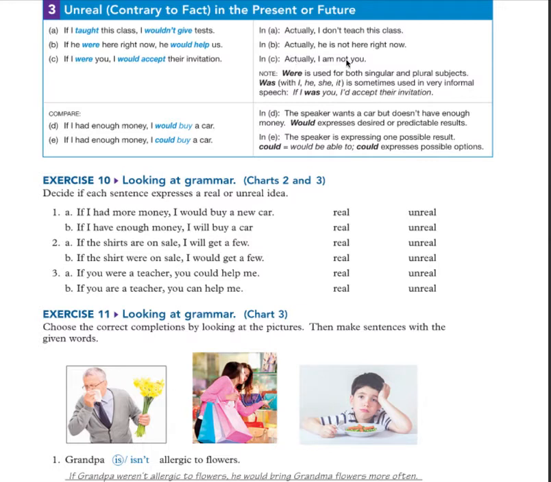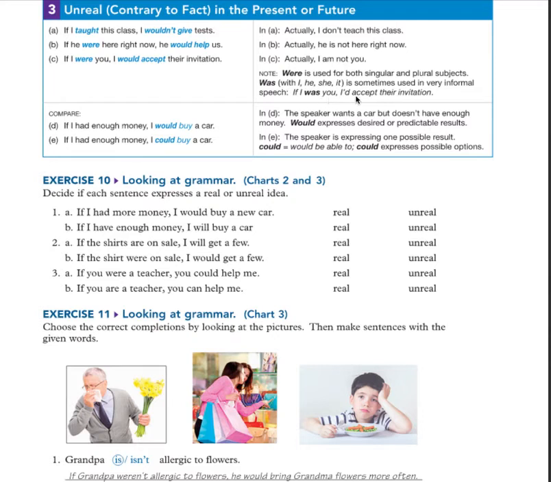Actually, I am not you. Now, if you notice, in B and C, we're not using was, we're using were. If he were here, and if I were you. Were is used for both singular and plural subjects. Was, with I, he, she, and it, is sometimes used in very informal speech.